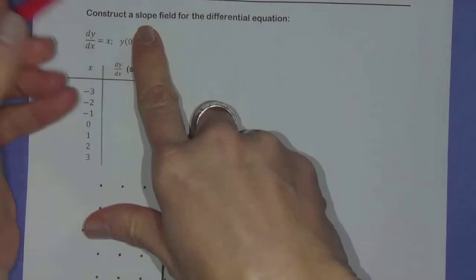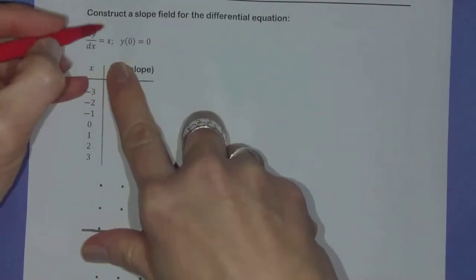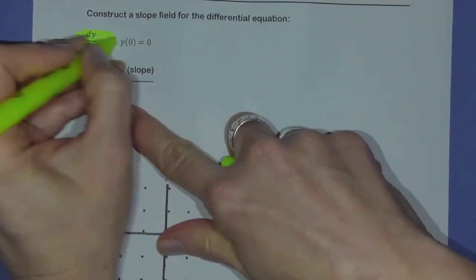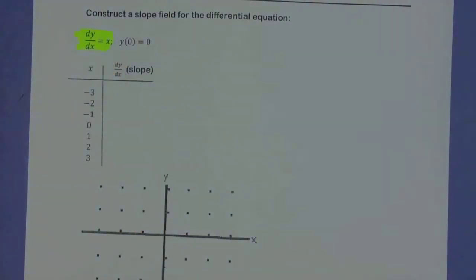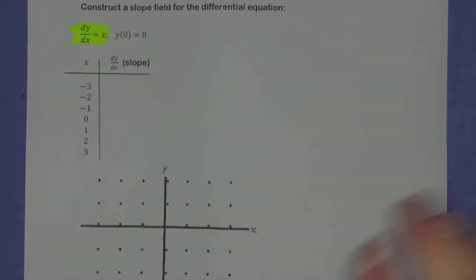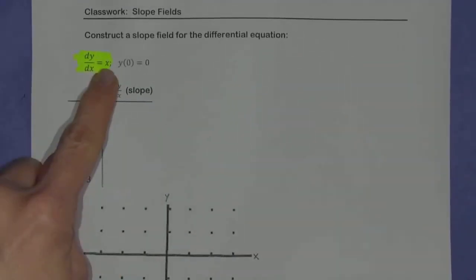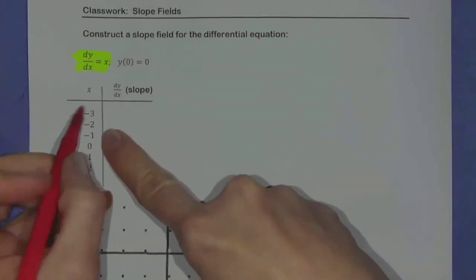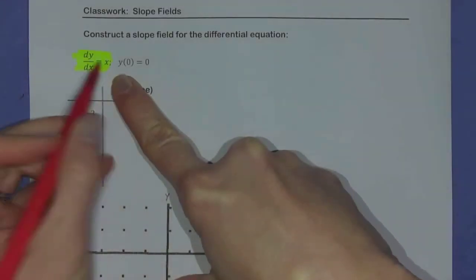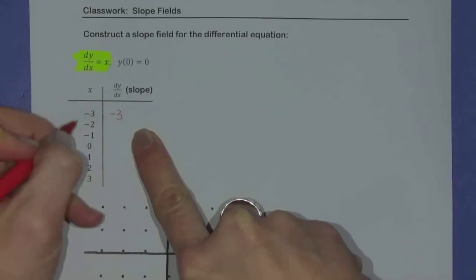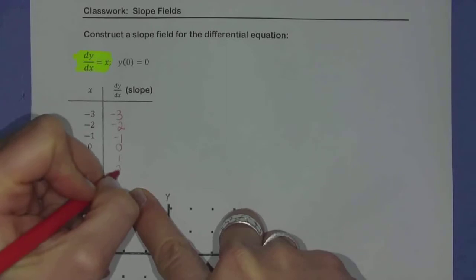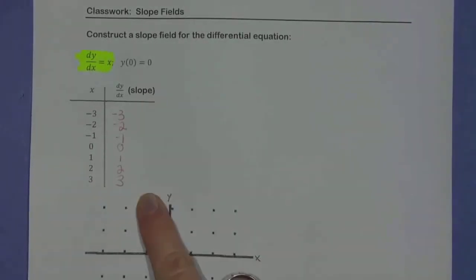This time, we're constructing a slope field and our differential equation is a little different. It's dy dx equals x. So now our slopes depend only on the x value. So I've written some x values down the table, and so we'll get the slope. So when x is -3, dy dx is -3, and so forth: -2, -1, 0, 1, 2, and 3. So hopefully you match me there.